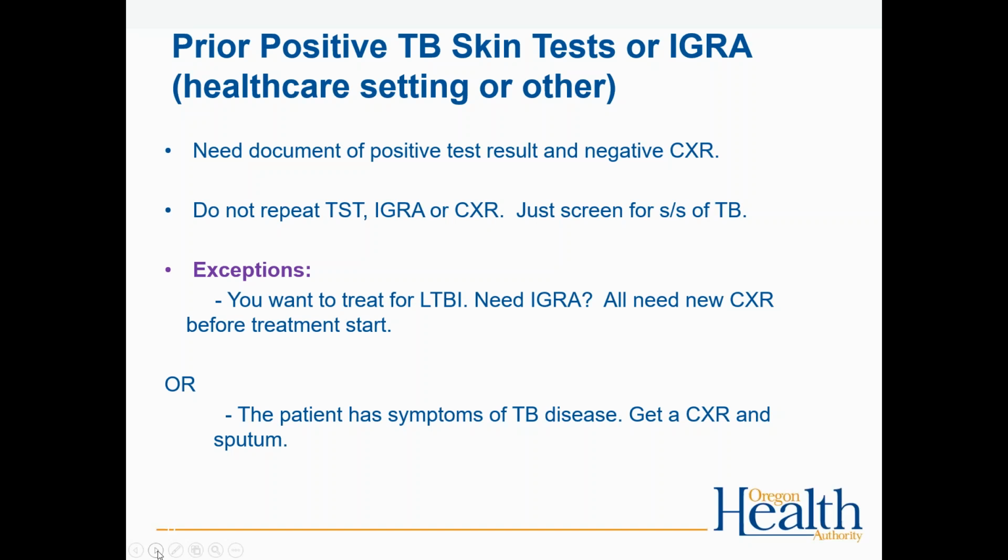Now, there are some exceptions to this. Say you want to at some point treat that person for a latent TB infection because they weren't treated in the past. If they had one of the older generations of QuantiFERON or a TB skin test, you might want to do a new IGRA, so use the newer version of QuantiFERON, for example. And then all are going to need a new chest x-ray before you start treatment. And of course, if the patient has symptoms of TB disease, you want to get a chest x-ray and probably sputum too.